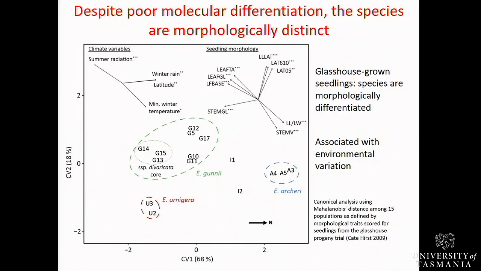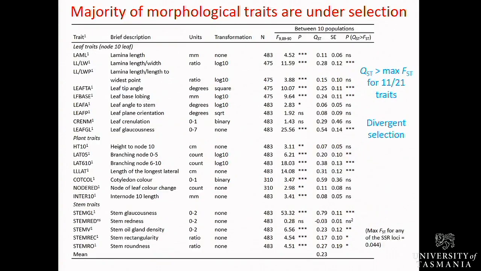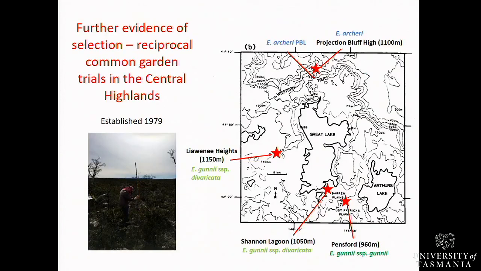And Peter Harrison fitted in the climatic variables, and this variation does appear to be associated with environmental variation. I don't need you to look at this table, but the formal test that selection is driving these patterns that we see is that we found a significantly higher QST than the max FST for many of the traits that were measured. So it is indicating that selection is driving the speciation patterns on the plateau.